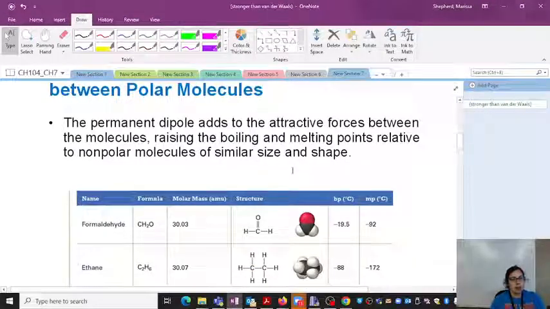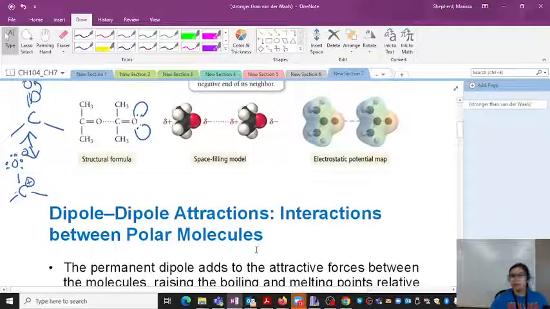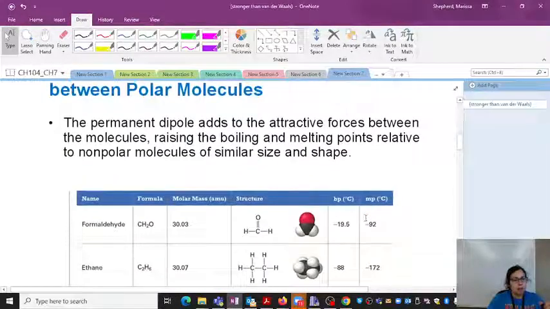And so this permanent dipole adds to the attractive forces, and we still have van der Waals, so those are still in this molecule, right? So we still have our temporary charges that are going to hold it together and that are dependent upon its molecular weight and its geometry. But now we're just adding the influencing factor of our permanent dipole, and we see how it raises the boiling and melting points of polar molecules relative to nonpolar molecules of the same size and shape.